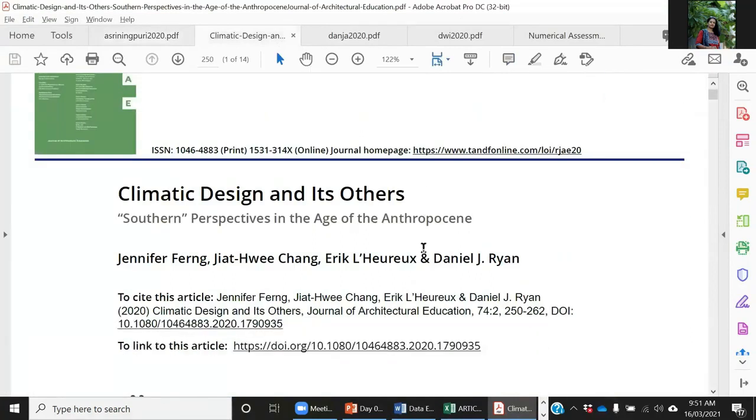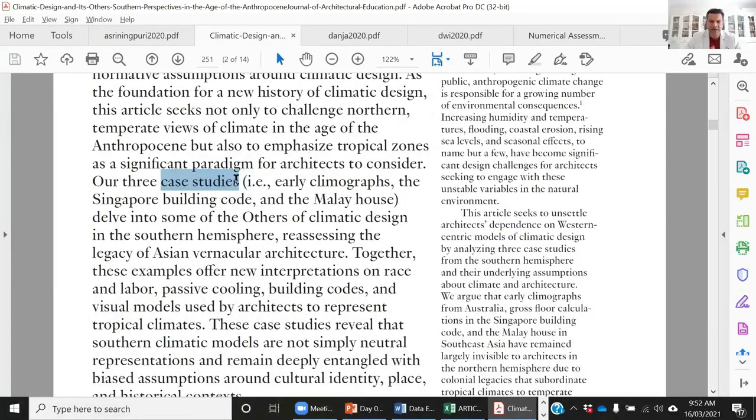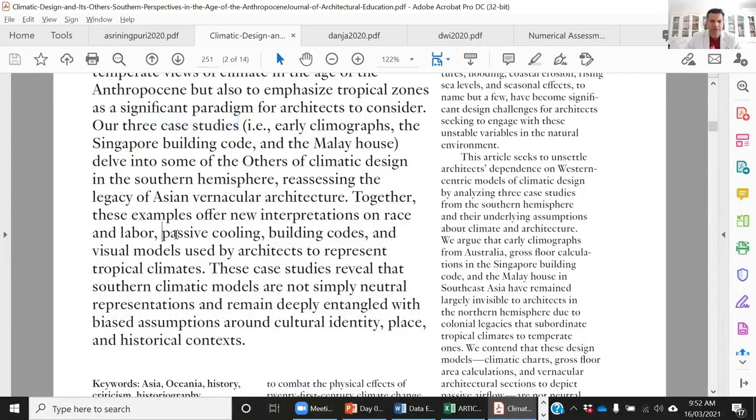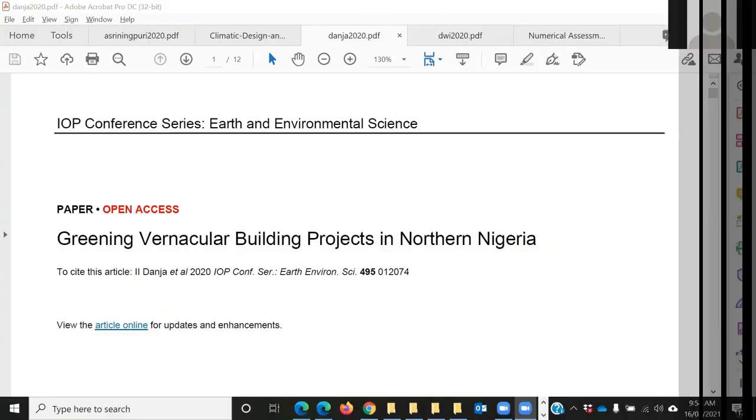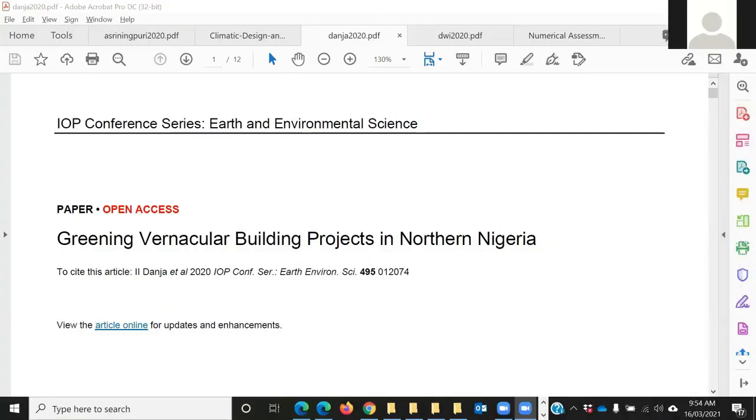So let's look at another example. Climate design and its others. So these are case studies here. It is passive cooling, visual models. What you should do is, in your inclusion and exclusion criteria, firstly decide whether case studies should be acceptable. If you want empirical papers, then case studies would be in the exclusion criteria. If you decide to include case studies in your SLR, fine, then you can have that. You can review the case studies for your topic.